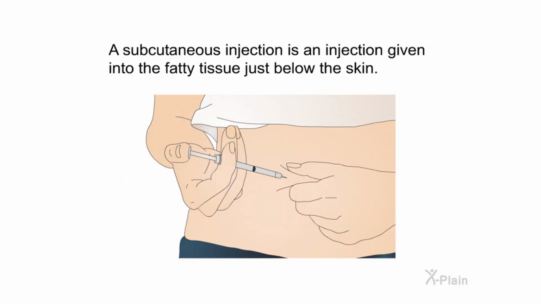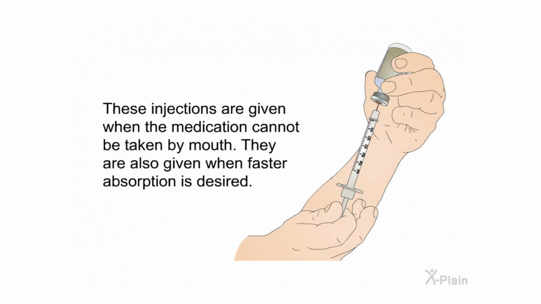Summary. A subcutaneous injection is an injection given into the fatty tissue just below the skin. These injections are given when the medication cannot be taken by mouth. They are also given when faster absorption is desired.